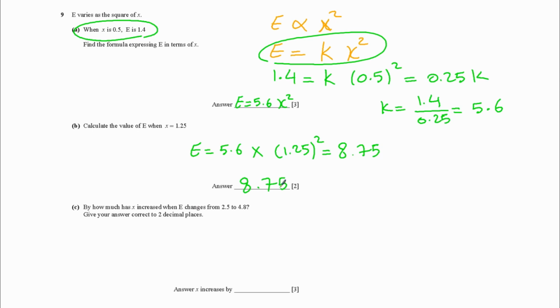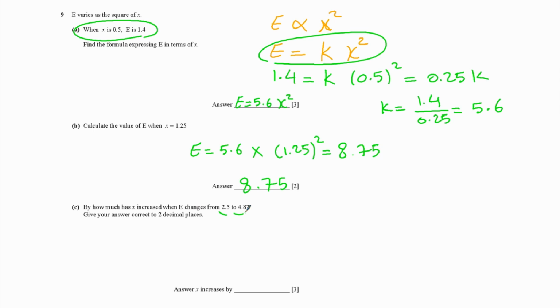So what I am suggesting to do, because we have the changes of e but we want to find out changes of x, is to put the value of e into this formula, and for each one of these values of e, find the x, and then subtract. That subtraction would be the answer, because we want to find out how much the x has been increased. So I start with 2.5.